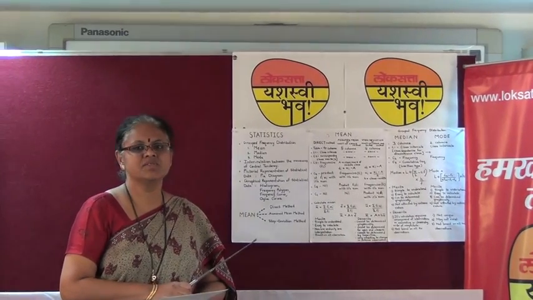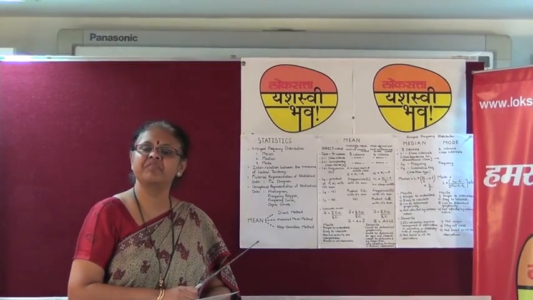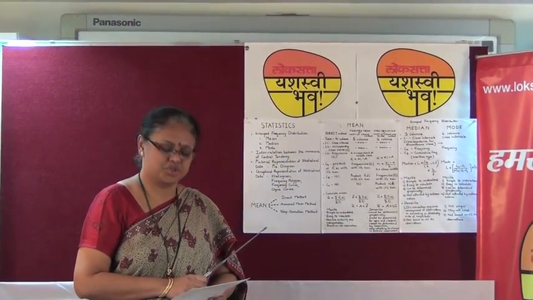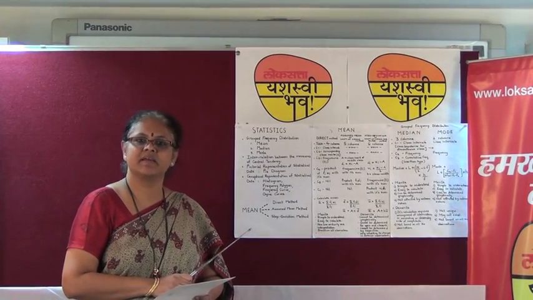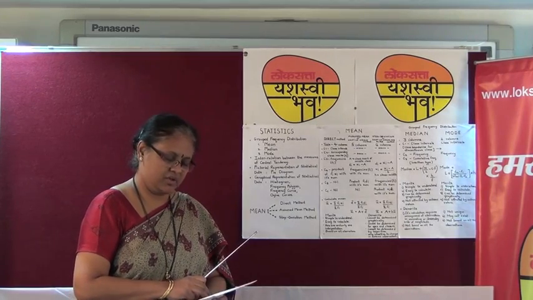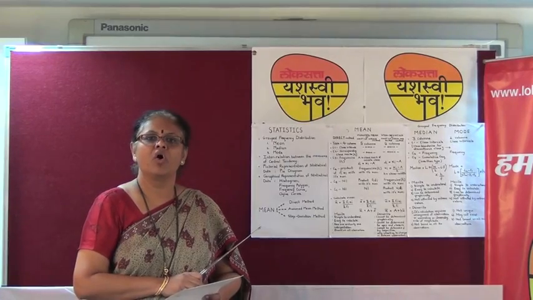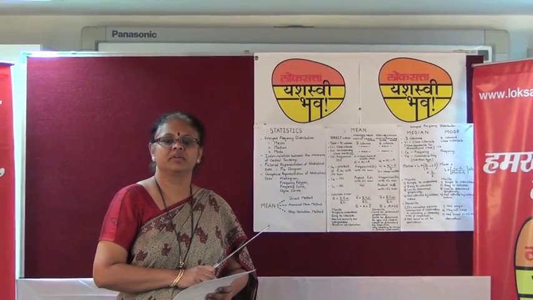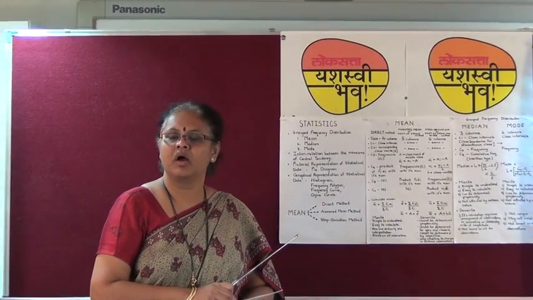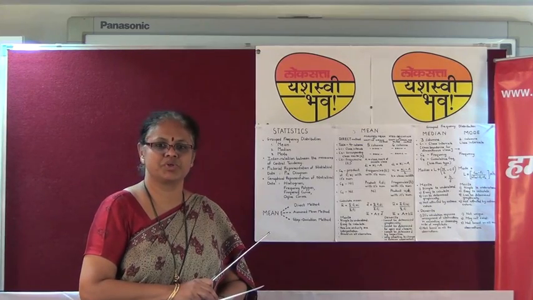Also children, in Standard 9th, you must have learned the basics of statistics in the form of terms like grouped frequency distribution, ungrouped frequency distribution, primary data, secondary data, inclusive and exclusive methods of classification, class width, frequency, class mark, etc. Also, you must have gone through the 3 measures of central tendency: mean, median, mode, and how to calculate mean, median, mode for ungrouped frequency distribution.